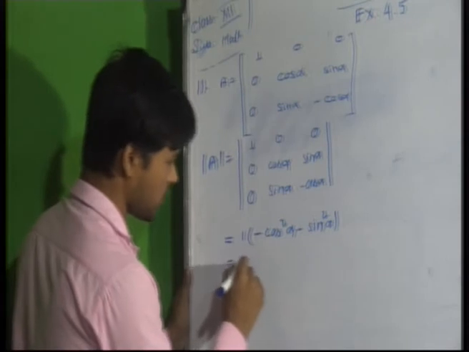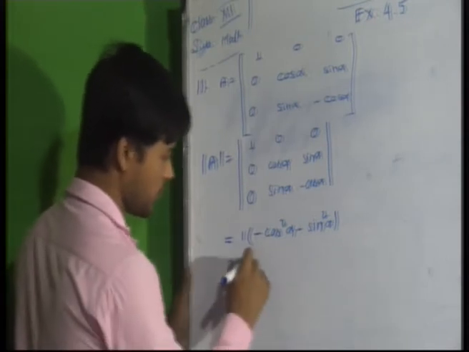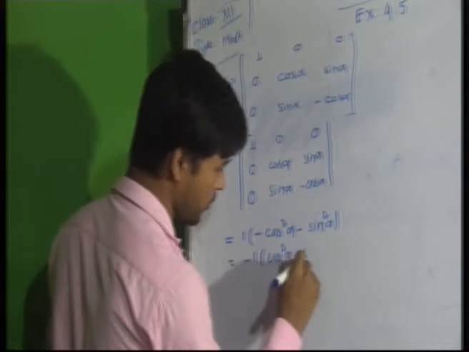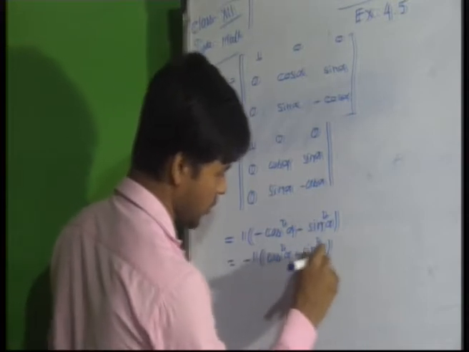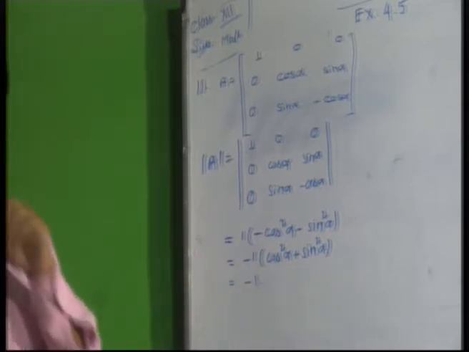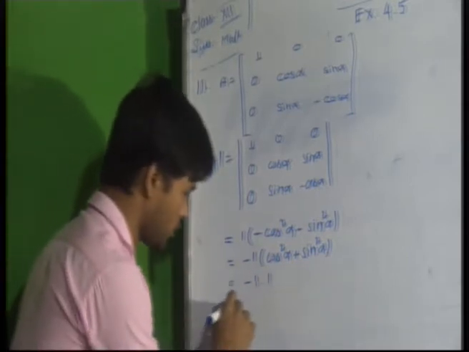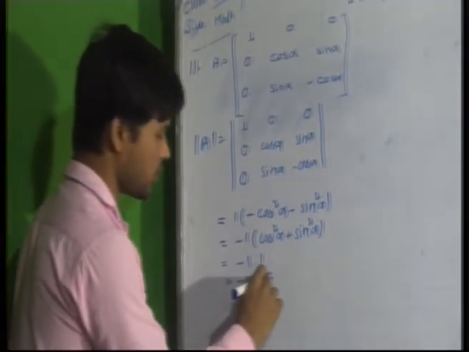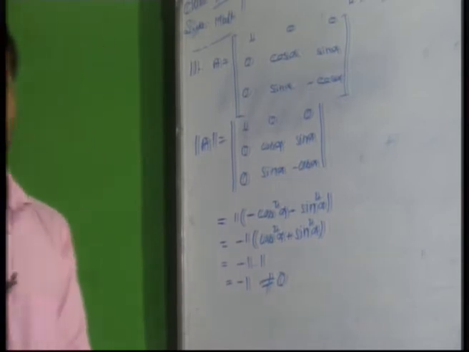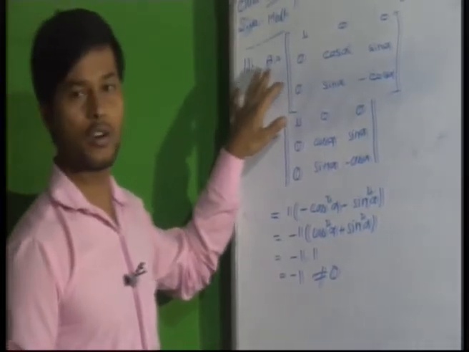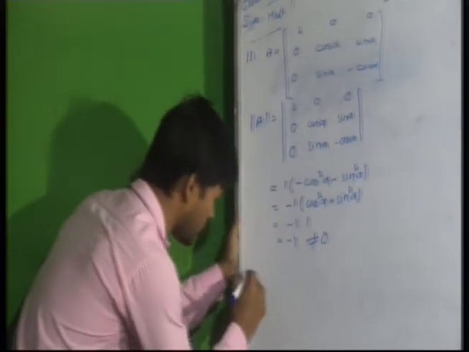So if I take minus 1 common, it is minus 1 into cos square alpha plus sin square alpha, and we know cos square alpha plus sin square alpha is equal to 1. So that is minus 1. So the value of the determinant is minus 1, which is obviously not equal to 0. So the inverse of the matrix exists. Now we have to calculate the adjoint of the matrix.